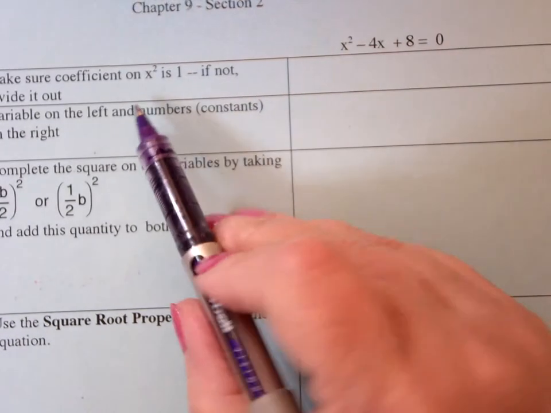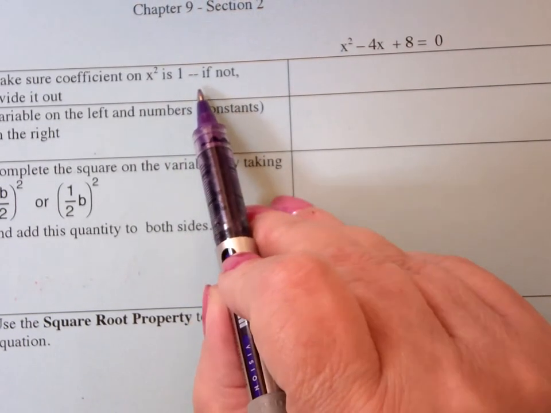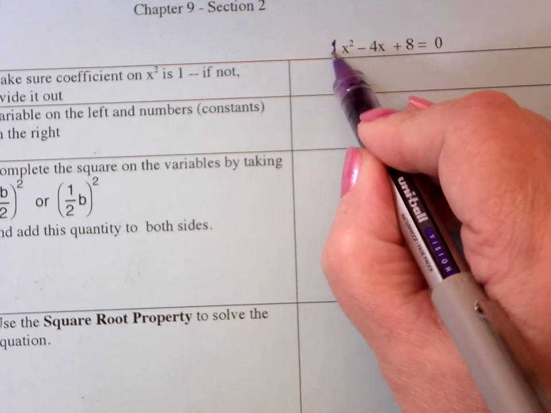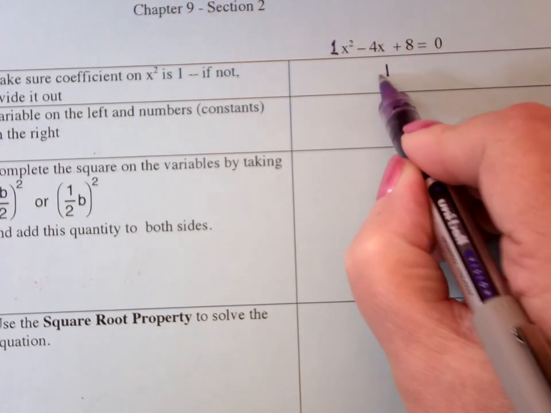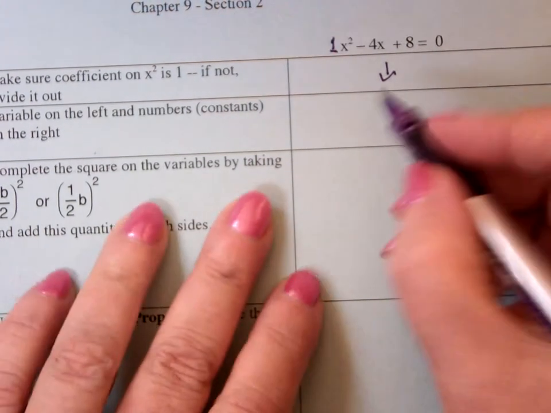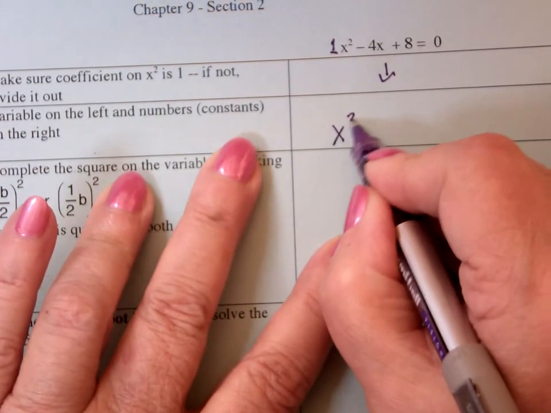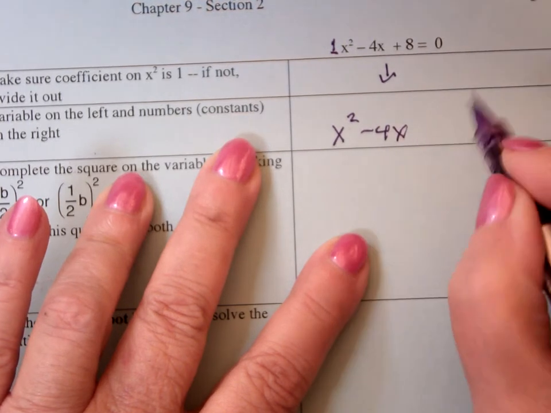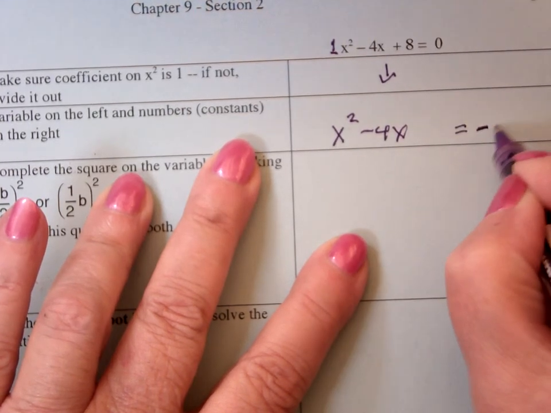Make sure the coefficient of x squared is 1, if not divided out. It is 1, so I really don't need to do anything. Variables on the left, numbers on the right.